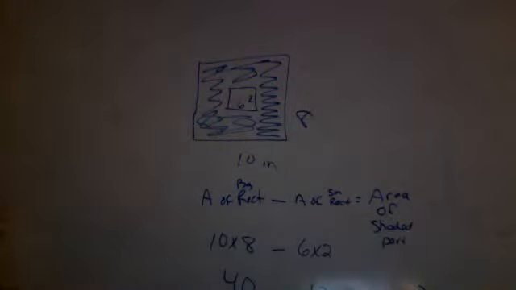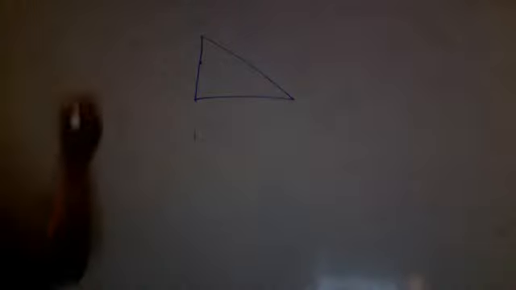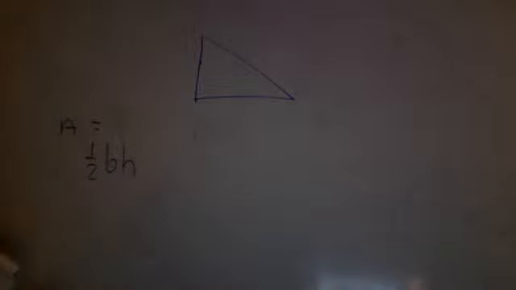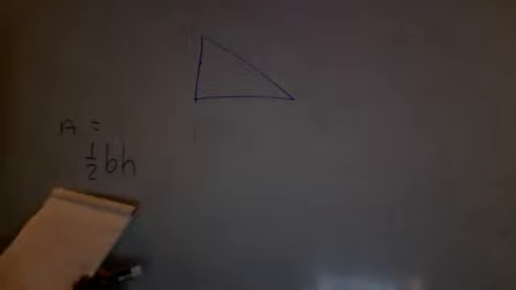Okay, moving on. So you just need to learn that you add up all the areas together, and if it's an irregular shape, break it up into things that you know. So let's look at the area of a triangle, the area of a circle, and the area of a parallelogram. So the area of a triangle is going to be 1/2 base times height.